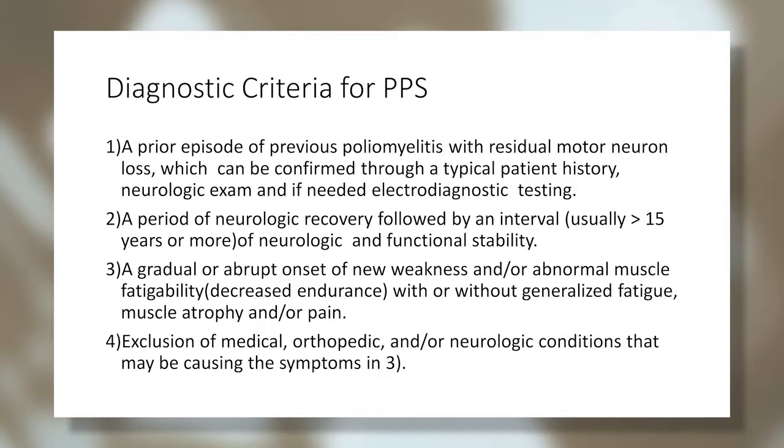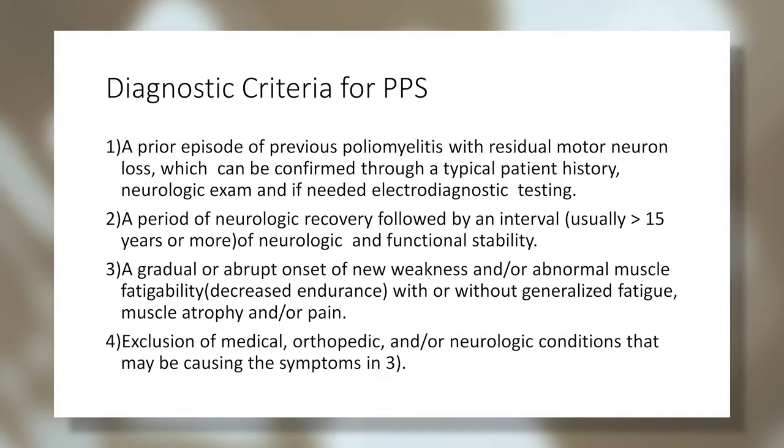Thirdly, either a gradual or at times a relatively abrupt onset of new weakness and/or occasionally severe abnormal fatigability, that is, a specific muscle loses its power after just a short period of use or a few contractions. That's what we mean by abnormal muscle fatigability, not generalized getting-tired fatigue. The patient may or may not have pain, generalized fatigability problems, or muscle atrophy that's visible and identifiable. But they need to have the new muscle weakness, a change of strength from their period of stability.